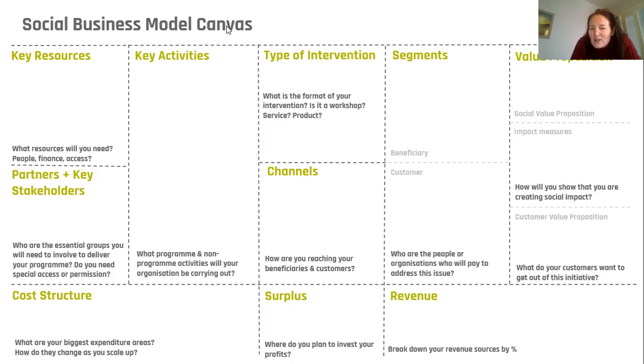So this value proposition is, what's the value that you're bringing to your key customers and beneficiaries ultimately. When this is being put together in the corporate world, the value proposition is very much more financial. In the social business canvas, we're really thinking about the wider impact and the social value that you're bringing to people. So how are you going to show that you're creating impact is the question that will prompt you, and that will look different for everybody.